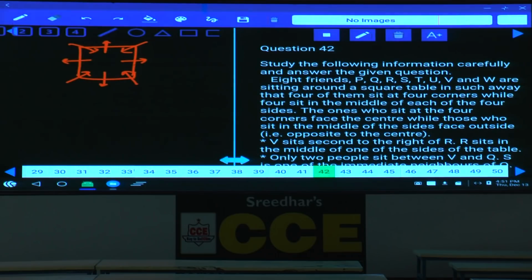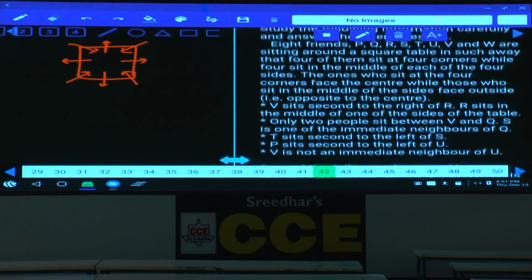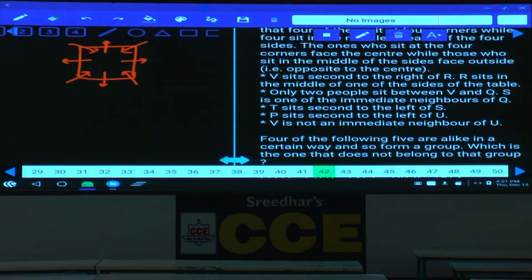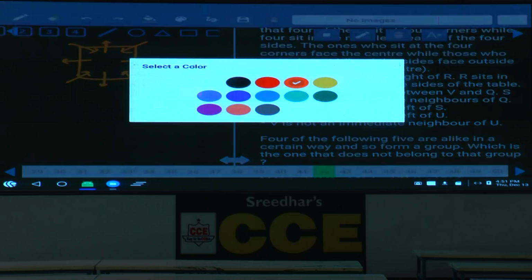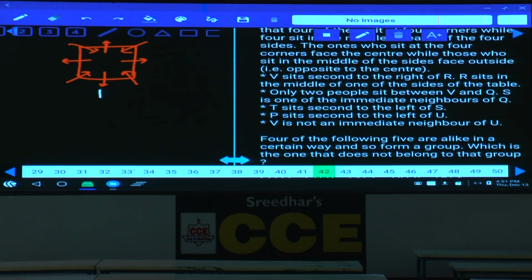Then 8 friends P, Q, R, S, T, U, V and W are seated around a square table in such a way that, condition number 1, V sits second to the right of R, who sits in the middle of one of the sides of the table. Now R is at the middle of one of the sides, so R will be here. R is facing away from the center. V sits second to the right of R, so V must be at this place.